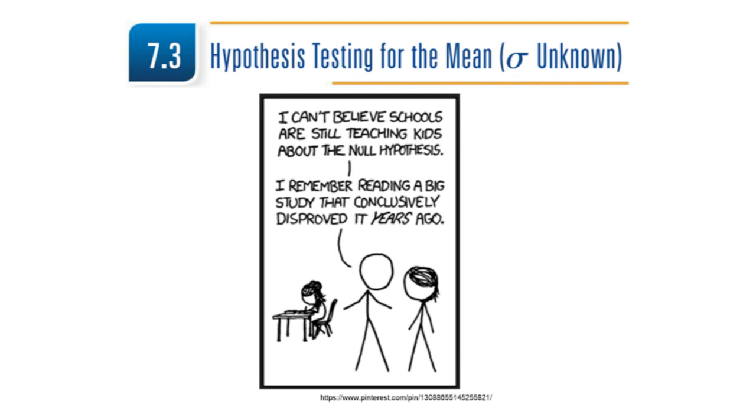7.3 is going to work the same way as 7.2. However, we will not have sigma. We won't have the population standard deviation. So just like in chapter 6, we have to change. If we only have the sample standard deviation, then we're going to have to use t-stat instead of z-stat.